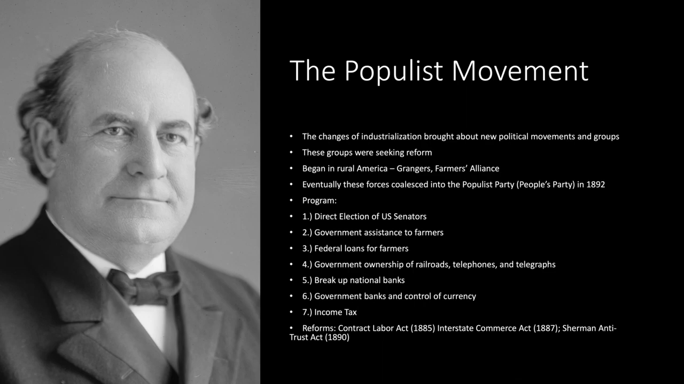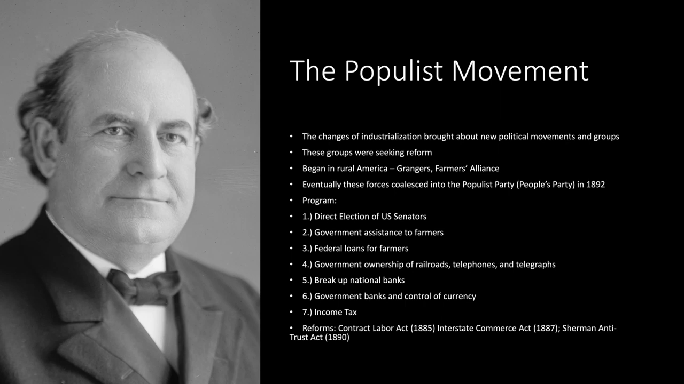One of the biggest interventions they want are federal loans for farmers. This is born out of the fact that in 1873 and again in 1893, there were economic depressions in the United States, and rural communities felt these depressions acutely. And so farmers believed that federal loan programs could help them during lean times and during periods of recovery.